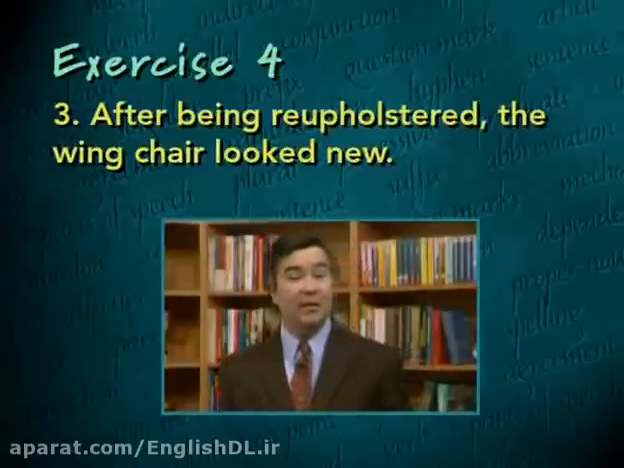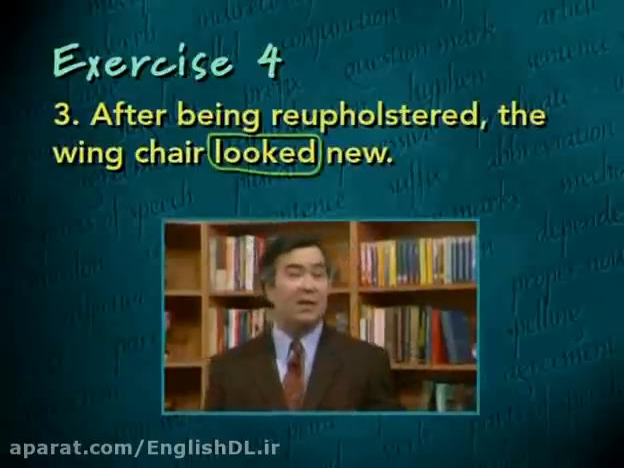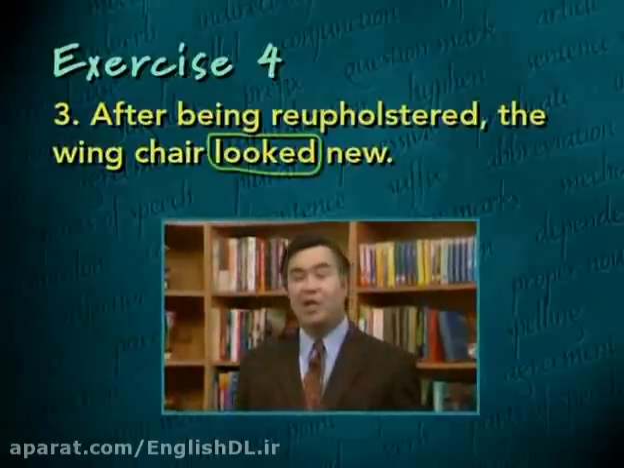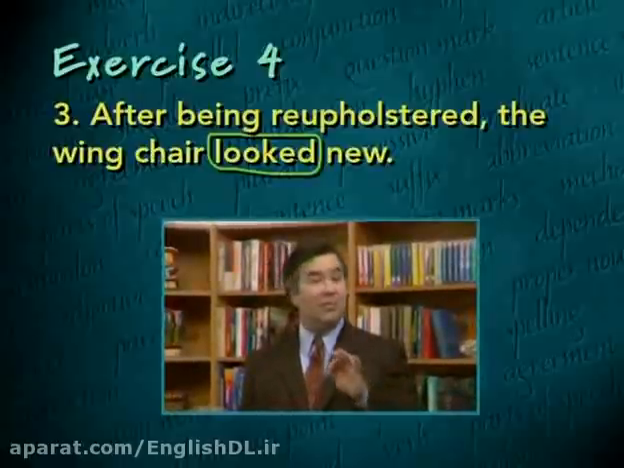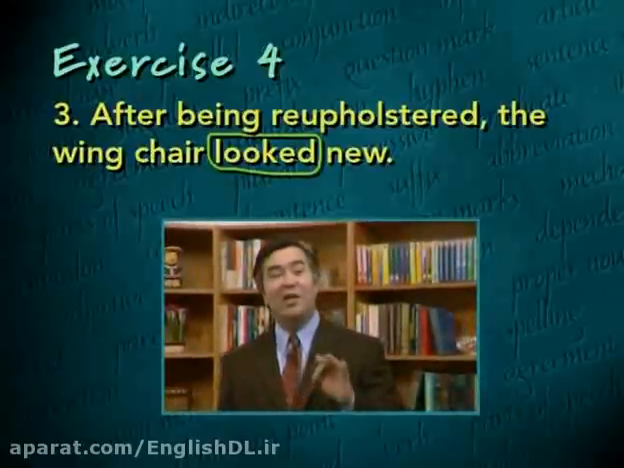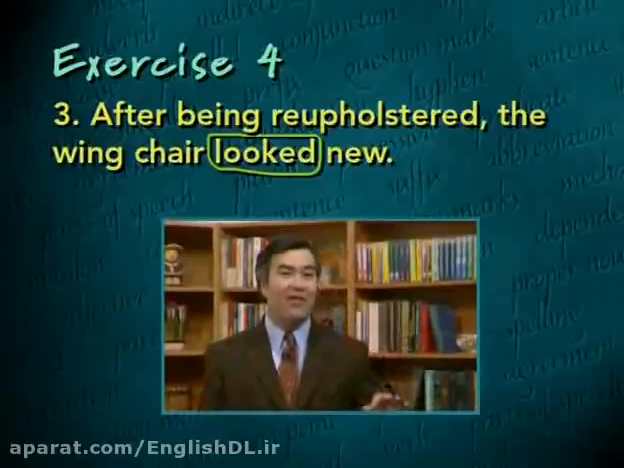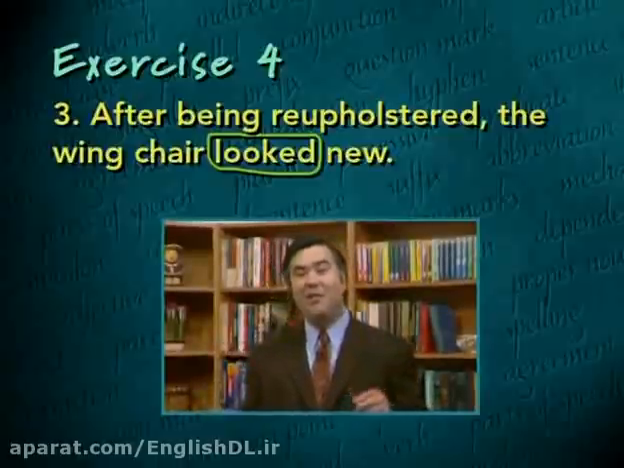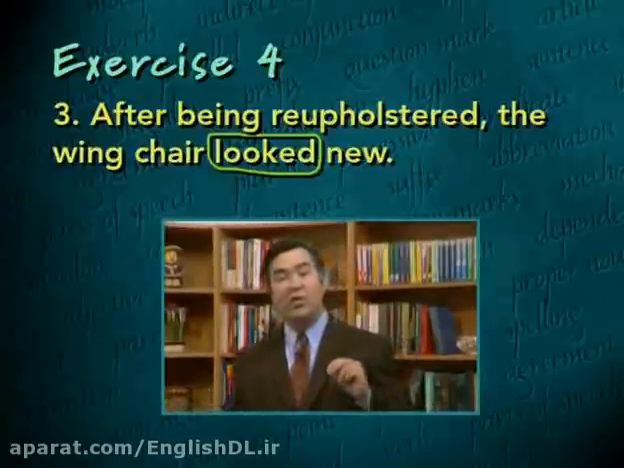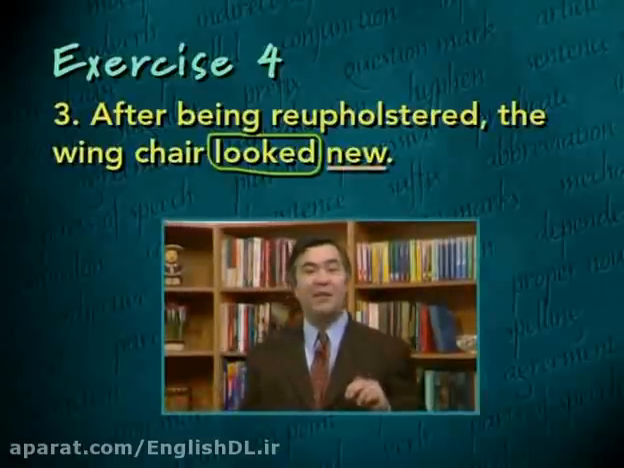What's the verb here? The verb is looked. The subject is chair or wing chair. So the chair looked something. What did it look? It looked new. New is an adjective which describes or modifies or gives more information about the wing chair. So new, that adjective, is a subject complement.